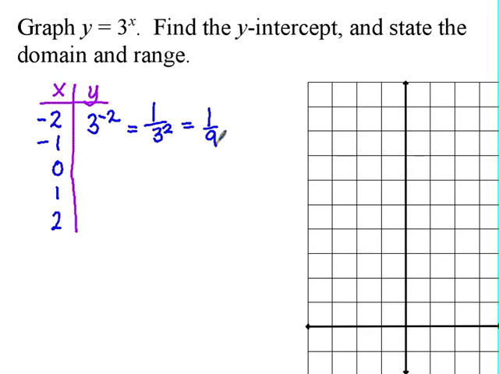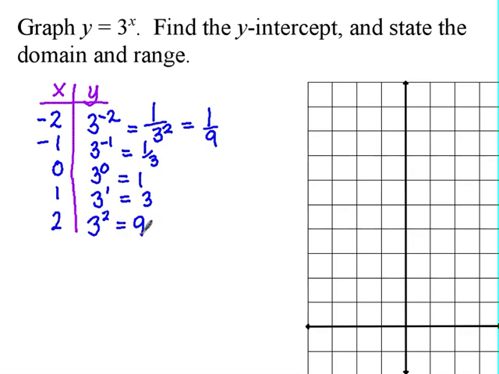So a really, really small number. It's actually 0.11. Let's do 3 to the negative 1. What will this be? 1/3, which is once again a really small number, 0.33 repeating. Next is 3 to the 0 power. What is anything to the 0 power? 1. Yes, good job. Next one will be 3 to the first. What's 3 to the first equal? 3. Next one will be 3 to the second, which is 9.